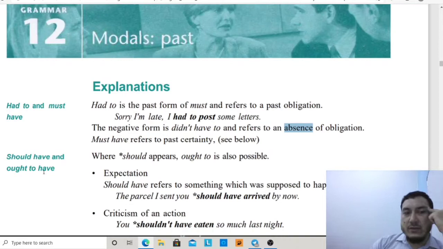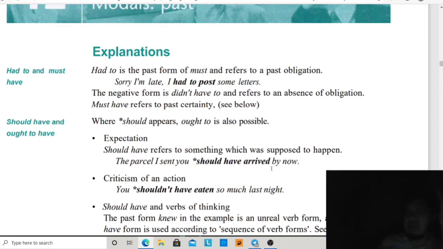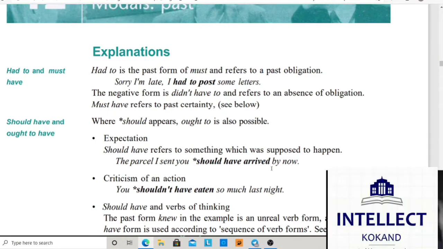So should have, on the other hand, or ought to have, where should appears, ought to is also possible. In the expectation form, should have refers to something which was supposed to happen. The parcel I sent you should have arrived by now. Let's say I gave you an essay as homework last time, and you had to write an essay for this lesson. So what do I say? You should have written your essays today, right?